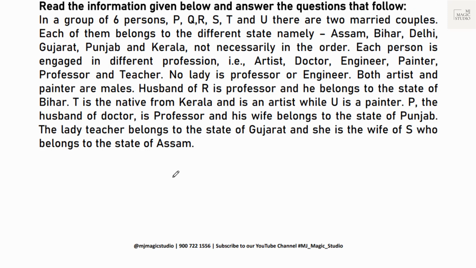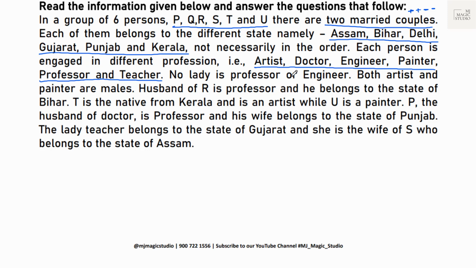So let's see what we have. In a group of 6 persons, P, Q, R, S, T, U, there are 2 married couples. That means 2 male, 2 female are there. Each of them belong to different state, Assam, Bihar, Delhi, Gujarat, Punjab and Kerala. Not necessarily in that order, but obviously each person is engaged in different profession. Artist, doctor, engineer, painter, professor and teacher.